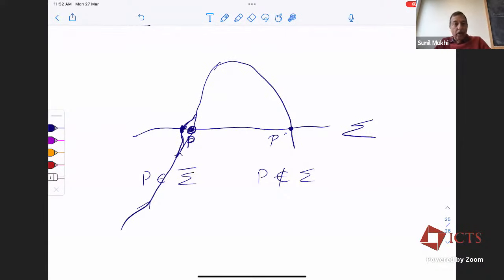So therefore, sigma better be closed, because otherwise having points P which are in the closure but not in sigma would set up these causal paths from sigma to itself, which would contradict its achronality. Was that okay?